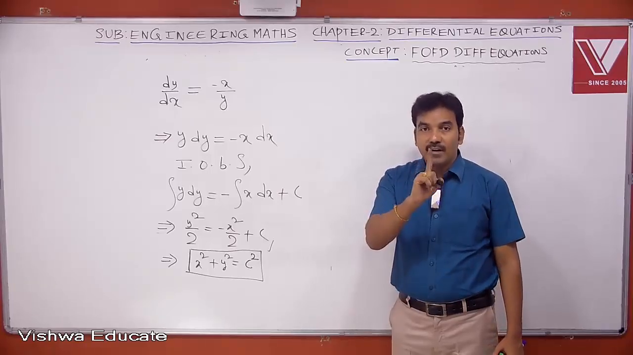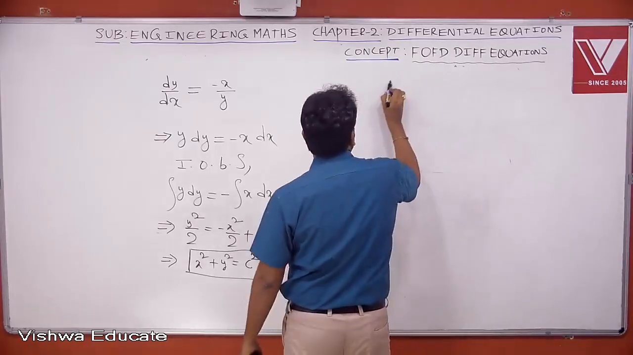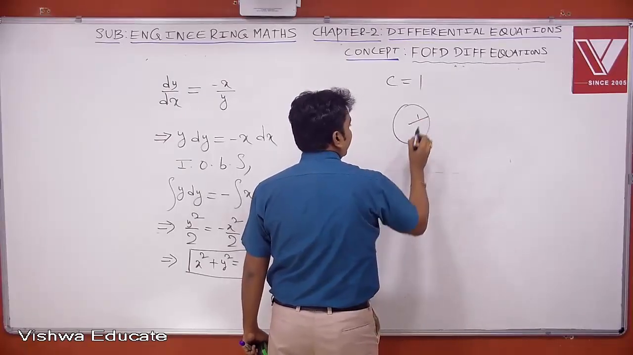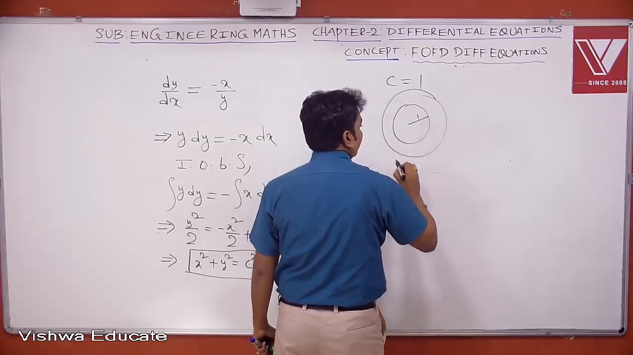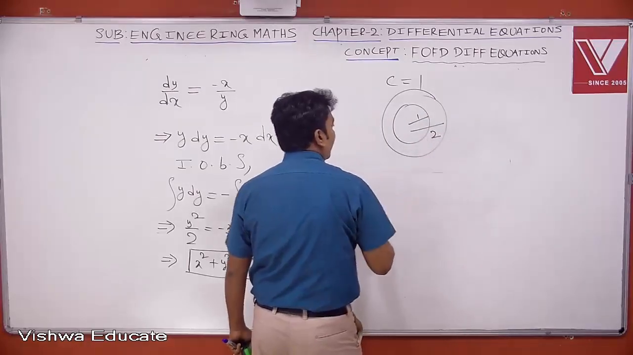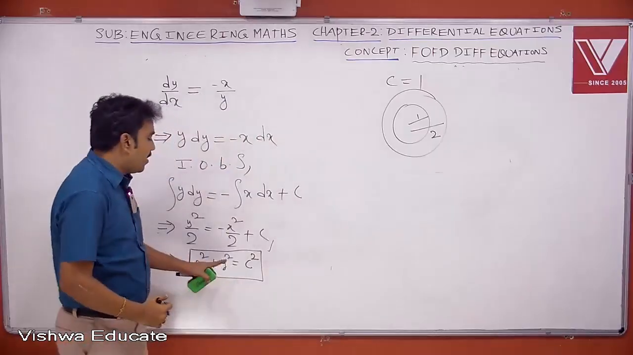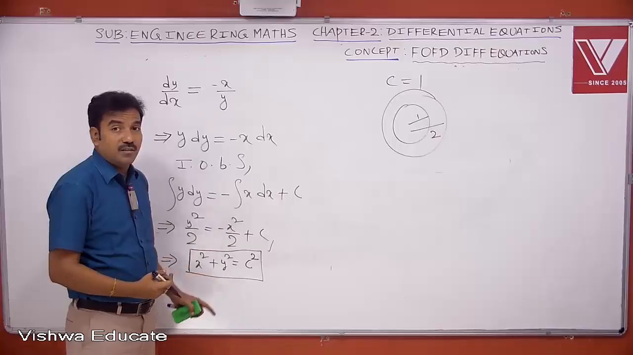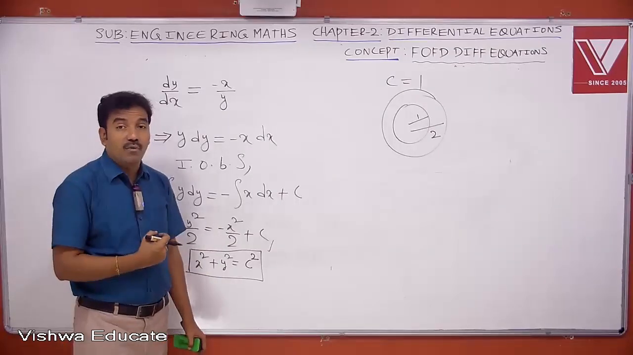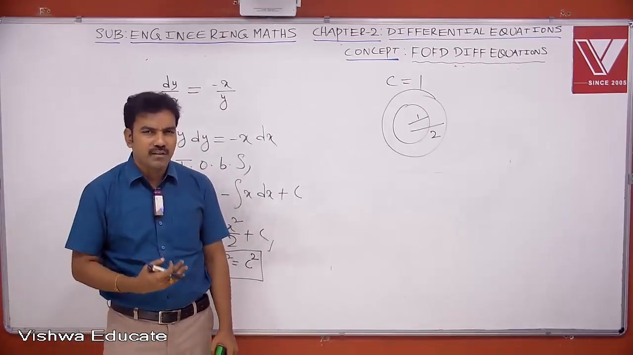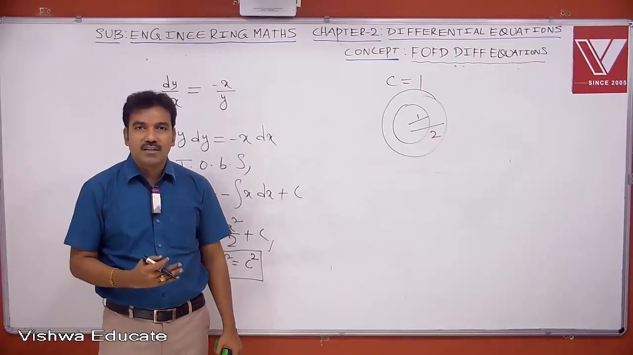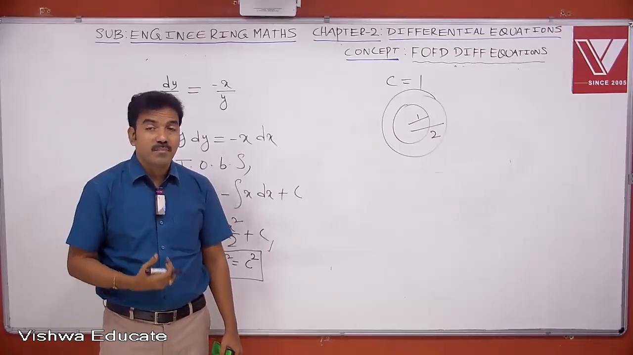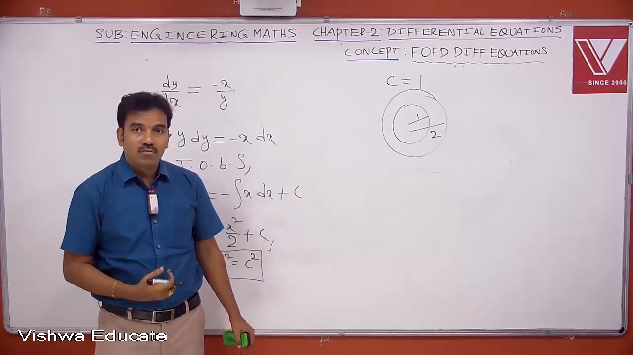Suppose if c value is 1, it represents a unit circle. If c equal to 1, this is my circle, so radius is 1 unit. If c equal to 2, slightly it increases, another circle, so radius 2 units like this. Therefore, when I change the values of c, I get a family of circles. Even in the examination, they ask whether the general solution of this equation represents a family of different options. So a student must have awareness about straight lines, curves, circles, parabolas, elliptic curves, etc. Okay, note this point.